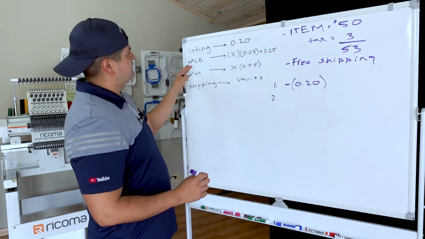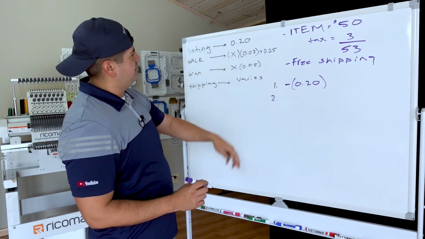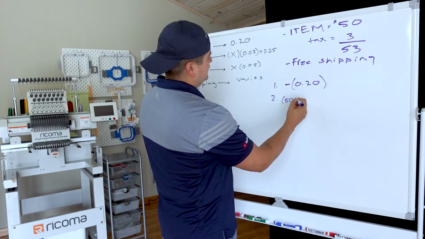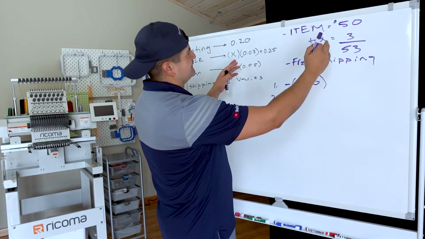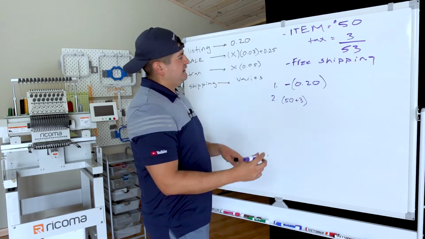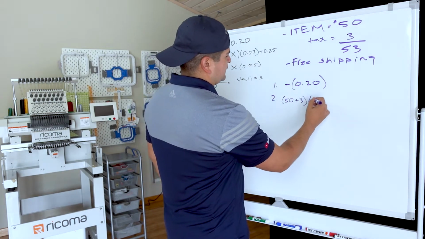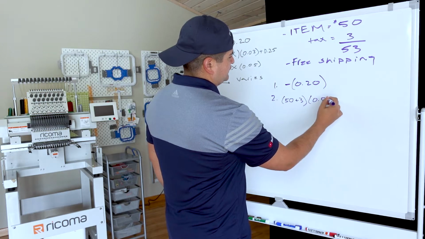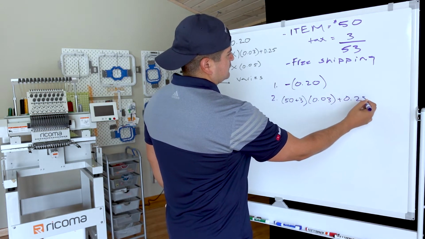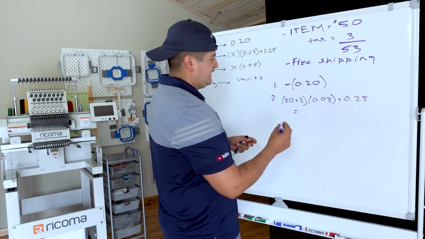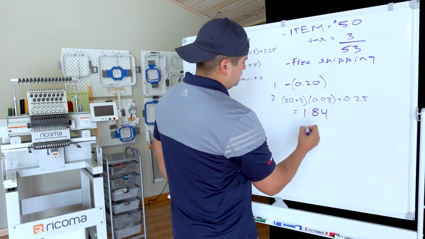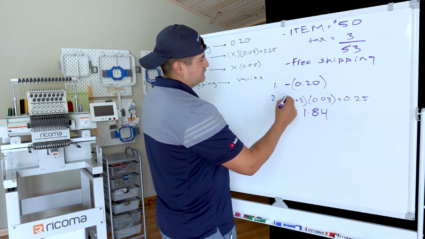Number two, we have our sales, so we put it into this equation here, which is 50, right? Our total price plus the tax, okay? So this is our total price plus the tax. And then we're gonna multiply that by 3%, which is 0.03. Then we're going to add 25 cents. Okay, that gives us 1.84. All right, so this is another charge here. So let me box them up.